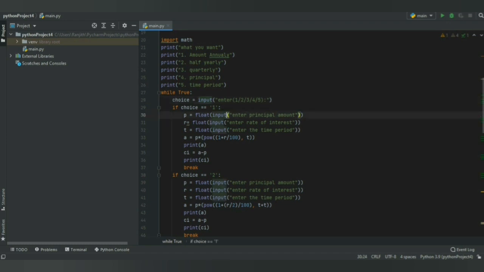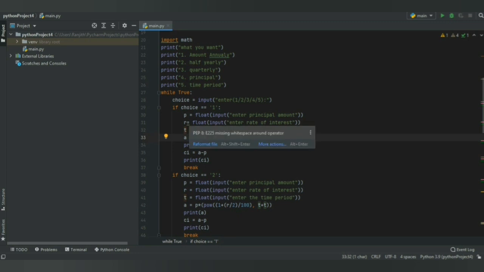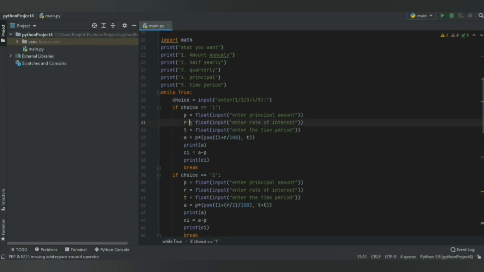And the next one is if choice equal to 1. Now, what is 1? 1 is annually. What is the formula? A equal to P star power of 1 plus R by 100, comma T. This is not comma T, this is power of T. And what do you need as input? Principal amount, rate of interest, and time period. So we call the input: principal amount equal to float input, and then the rate of interest equal to float input, and then the time period.